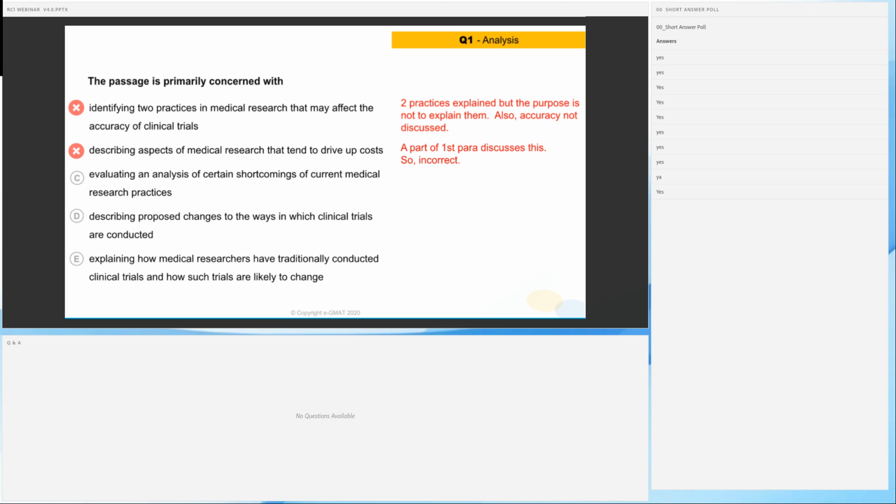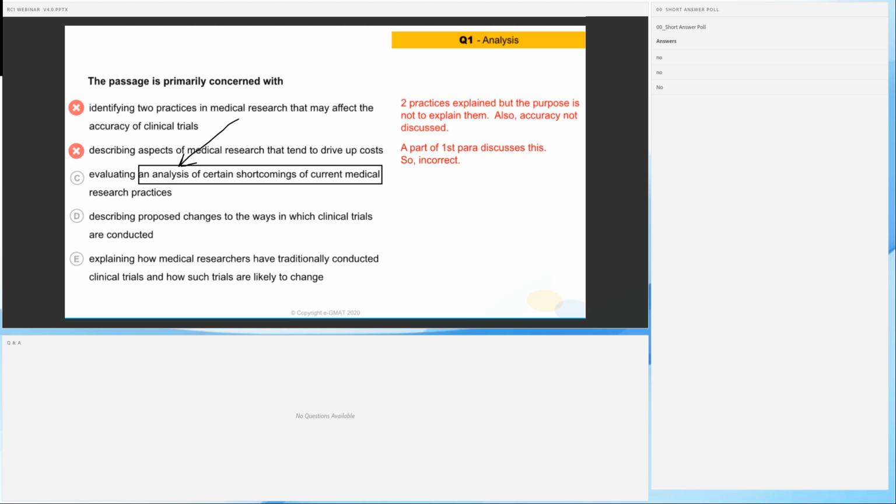So let's focus on C, D, and E, which is where you guys were confused. C says evaluating an analysis of certain shortcomings of current medical research practices. Okay, so I'm going to focus on this word over here, an analysis, evaluating what? An analysis of certain shortcomings of current medical research practices. Now, does the author talk about the pros and cons of an analysis? Does the author talk about that?